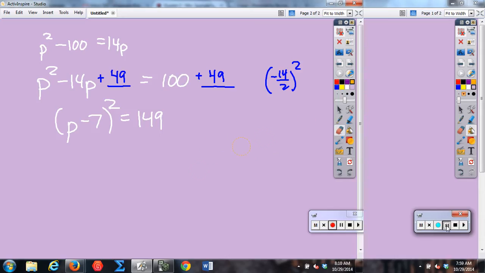Okay, so I square root both sides, and I have to do plus or minus square root of 149. Does 149 have factors? No? That makes that nice. So now you just add 7. So that's your answer right there. Well, those two are your answers. It's two answers right there.